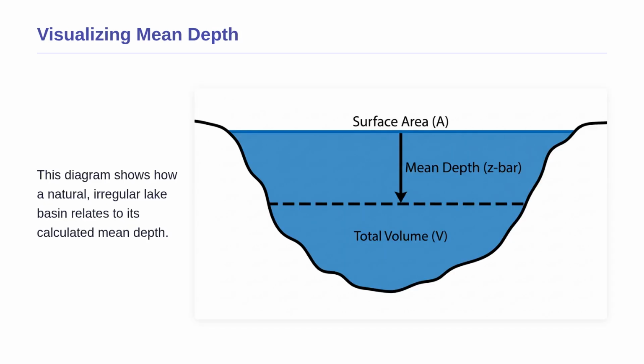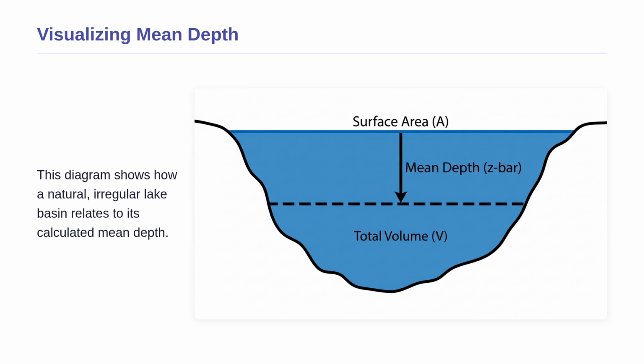Let us look at a visual representation of mean depth. In this cross-sectional diagram, the top horizontal line represents the flat surface area of the lake. The irregular, curved blue shape below it shows the actual natural basin holding the total volume of water. Now, notice the horizontal dashed line cutting across the middle. That line represents the mean depth.